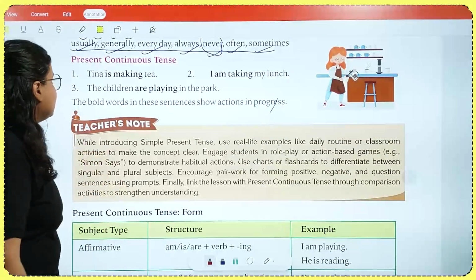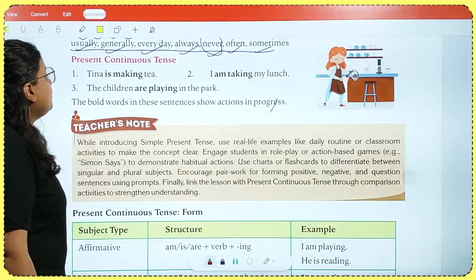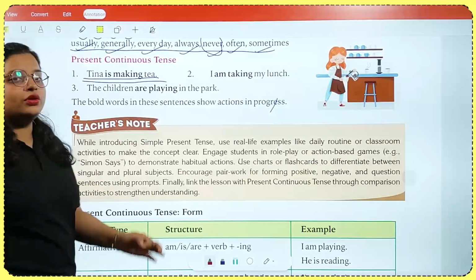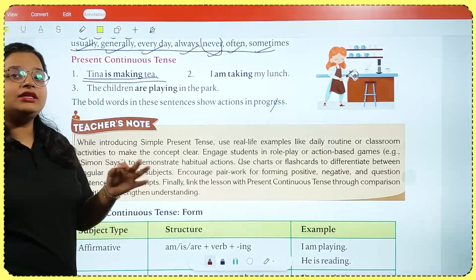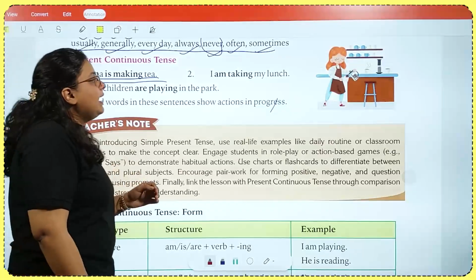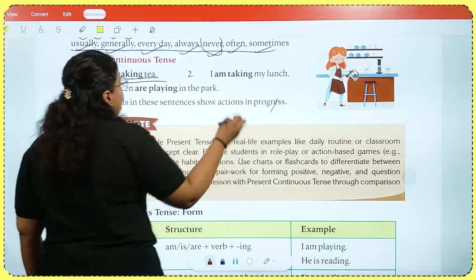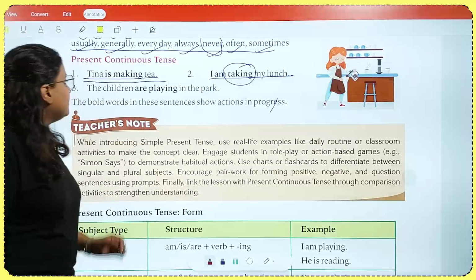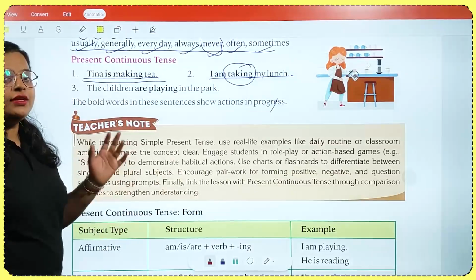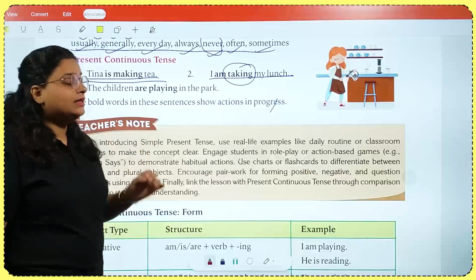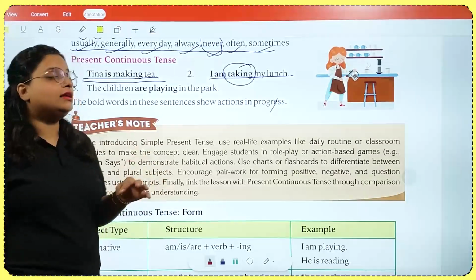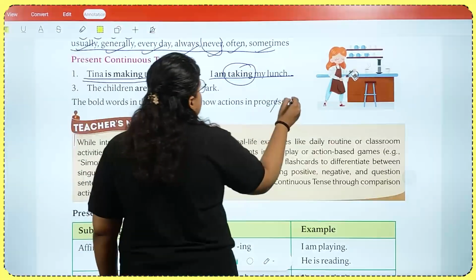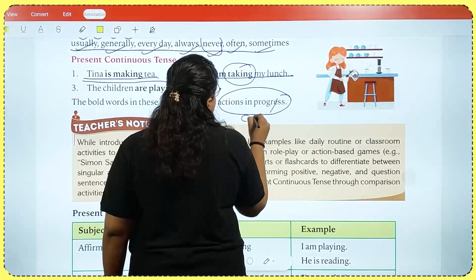Present continuous. Tina is making tea. So now Tina is making tea. The task is going on in the present. Okay, it is being continued in the present moment. I am taking my lunch. Taking. You are carrying it with you. The children are playing in the park. Children are playing. बच्चे अभी खेल रहे हैं पार्क में. The action is going on. It is in progress. The bold words in these sentences show action in progress. This is the main verb about continuous.